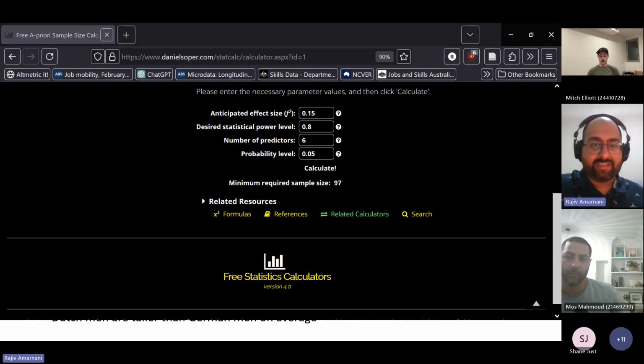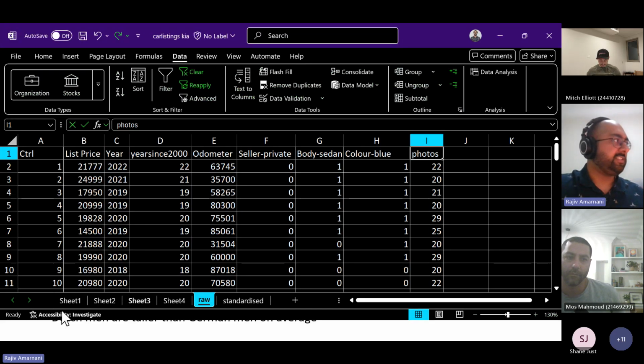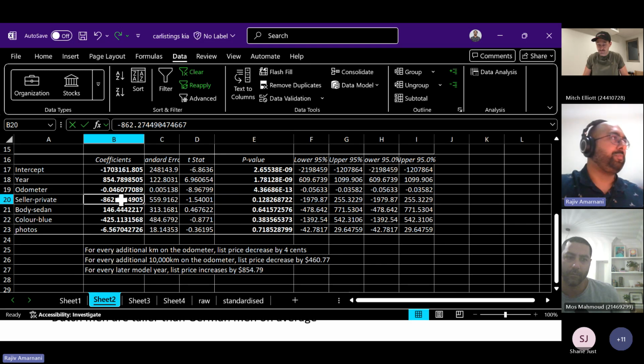So hopping back to what we had in car listings, hopping back to the results for seller private, it might be that we have a false negative here. We're saying that there is no effect of seller, but it might be because we lack the power to find effects if they really are there. Yeah, we need 97 cars.